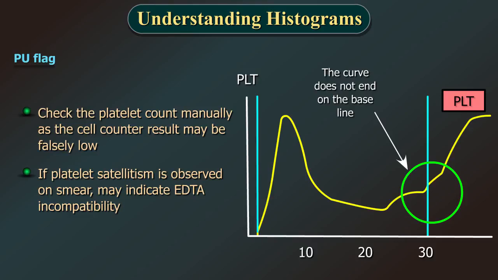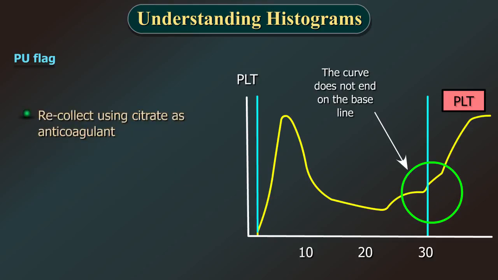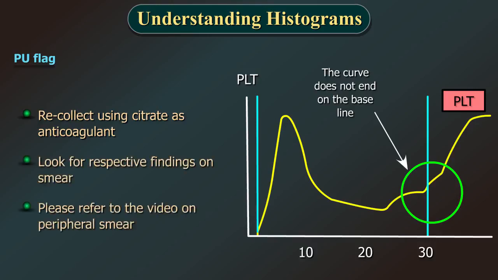If platelet satellitism is observed on smear, it may indicate EDTA incompatibility. Recollect using citrate as anticoagulant. Look for respective findings on the smear. Please refer to the video on peripheral smear.